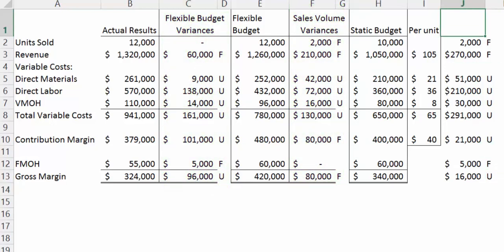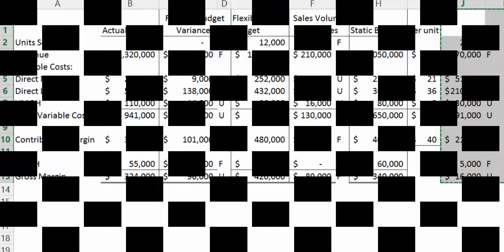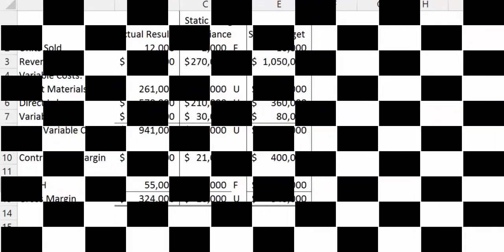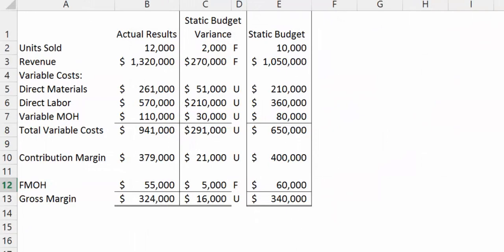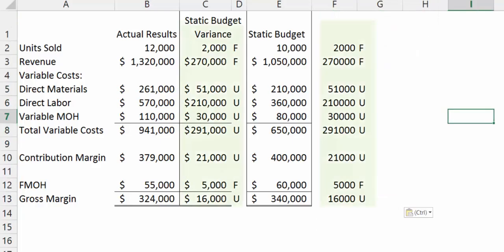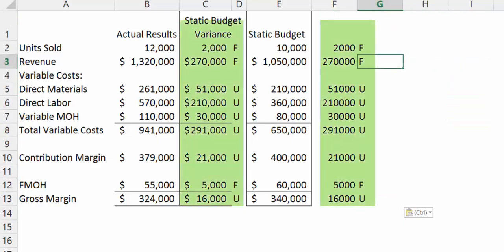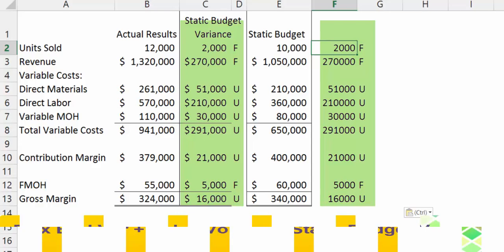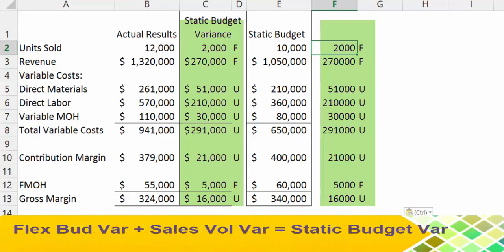Let's go ahead and copy these two columns and move back to this static budget variance that we did before. And I'm just going to copy those columns and paste them right here. And look what we've got. The static budget variance is the sum of the sales volume variance and the flex budget variance. So you can see how the numbers in column F are the same as the numbers in column C. We'll explore more about this in the next video.